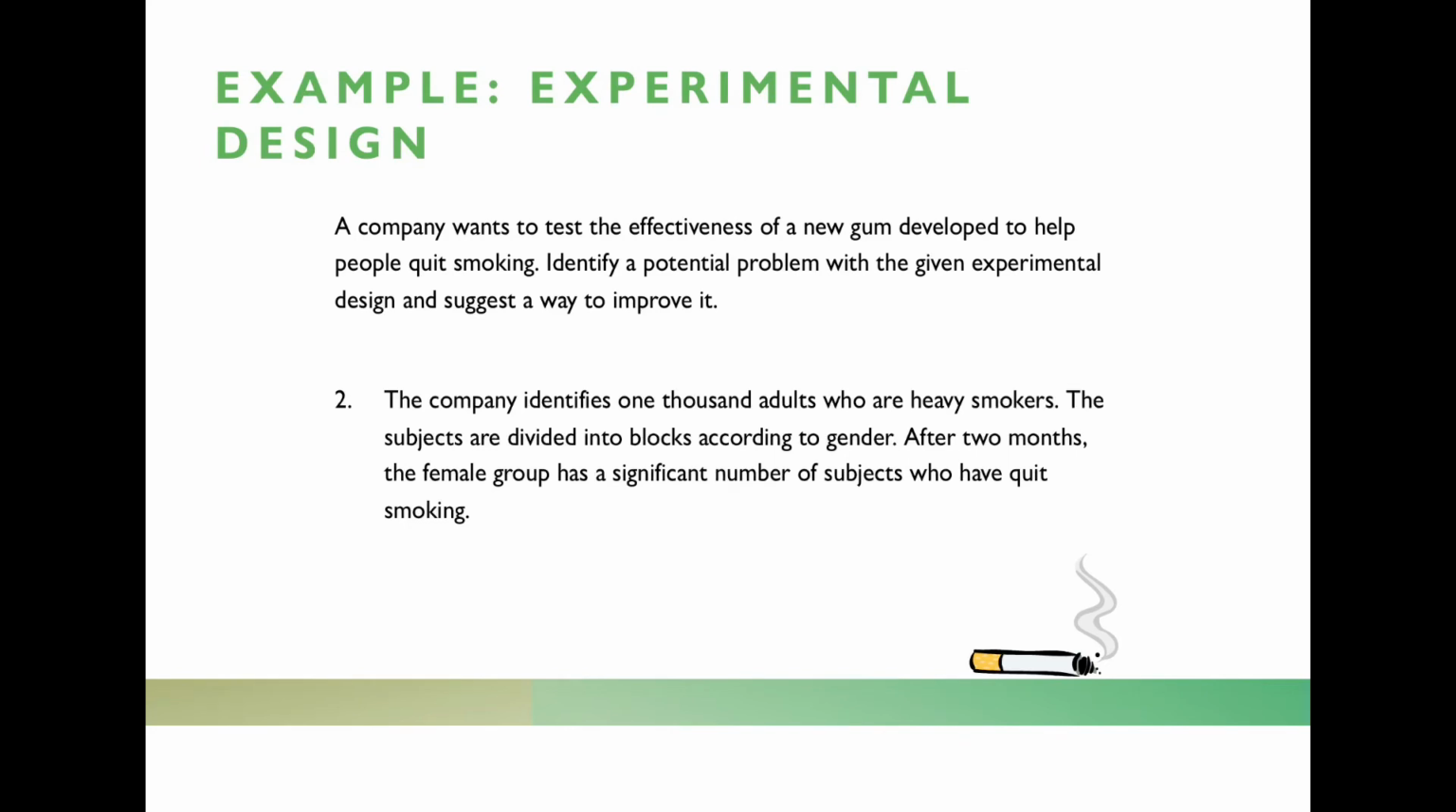So here we go. A company wants to test the effectiveness of a new gum developed to help people quit smoking. Identify a potential problem. All right. So the company identifies 1,000 adults who are heavy smokers. So, okay, we fixed that problem. The subjects are divided into blocks according to gender. After 2 months, the female group has a significant number of subjects who have quit smoking.